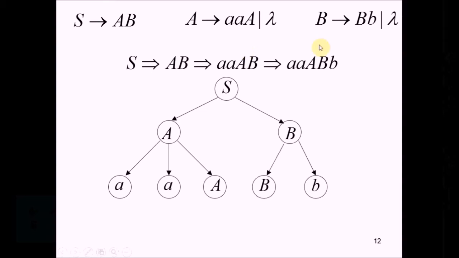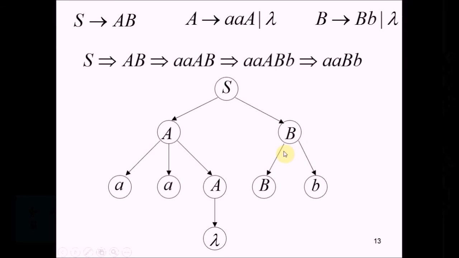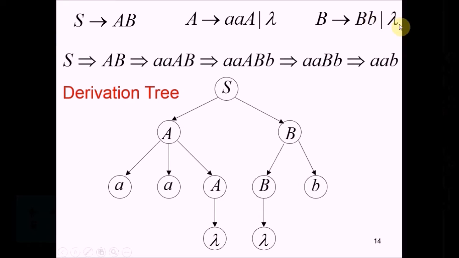Next we have B. So we substitute the value of B as BB, and we get this expression. And in the tree also, B gives BB. Next, A goes to lambda also, so we put a branch and add lambda, and the same with B goes to lambda. So now we can obtain all the expressions, starting from S to A to B to A to BB to lambda. So this will be the derivation tree for the given grammar.